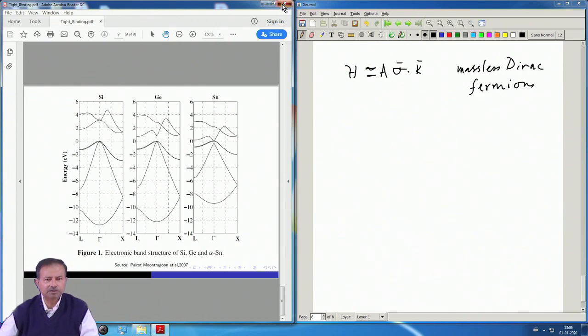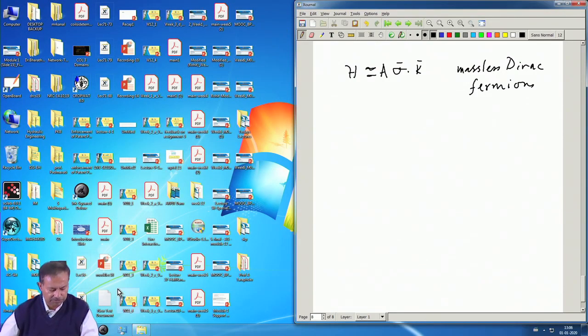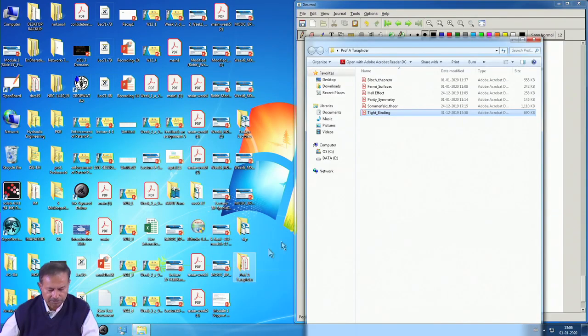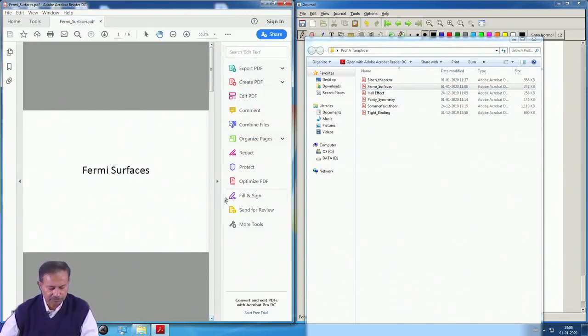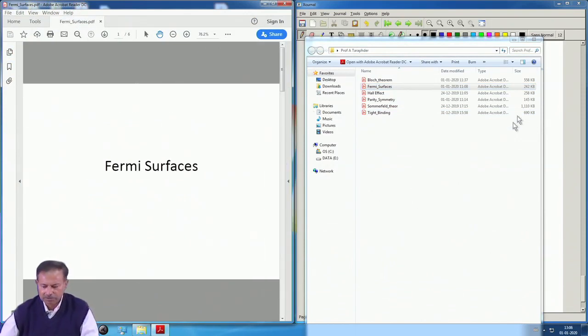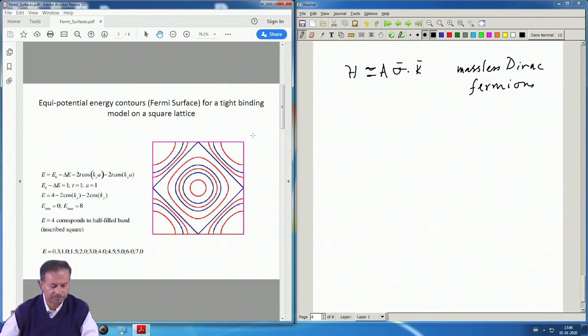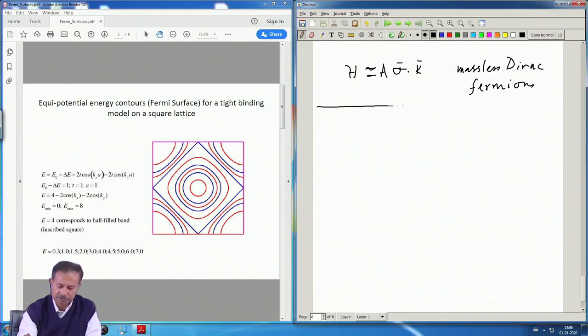Okay, so let me show you how actually these plots are done. Fermi surfaces are plotted. Let me show you a few examples of Fermi surfaces. For example, this is something that we were discussing the other day. It is a 2-dimensional square lattice, so the tight binding model. So, this is the Fermi surface. For example, this is a square lattice.